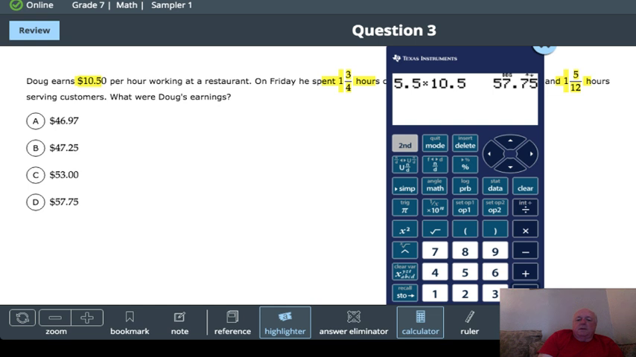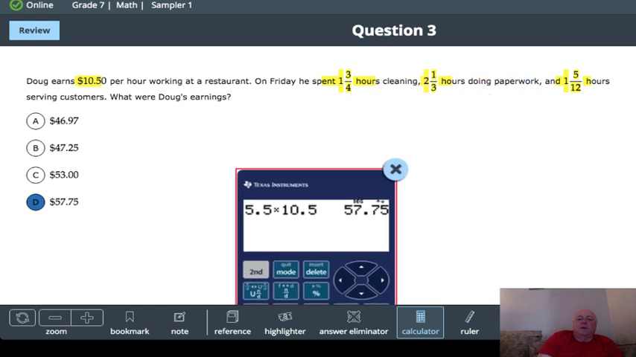Let me get rid of this highlighter. So we get D, and that's our answer there. Let me just make sure I got the right answer. Yes, 3 is D. Okay, so we'll go to the next one.